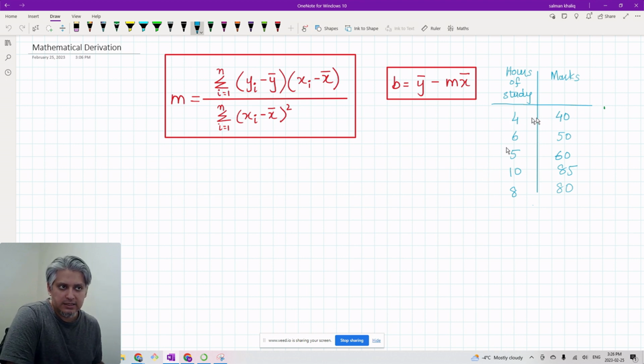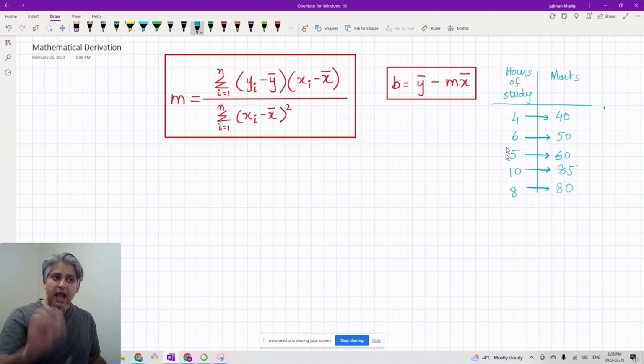So the first data point is telling you that this student studied for 4 hours and got 40 points. This student studied for 6 hours and got 50 points. This student studied for 5 hours and got 60 points. This student studied for 10 hours and got 85 points. And this student studied for 8 hours and got 80 points.